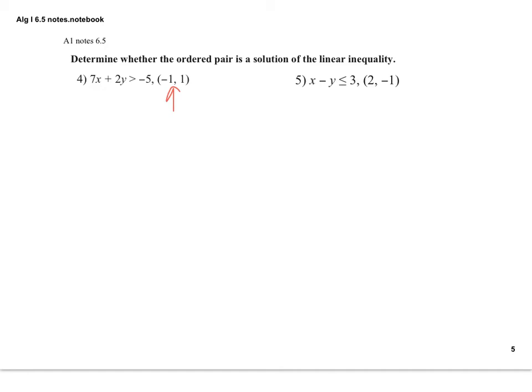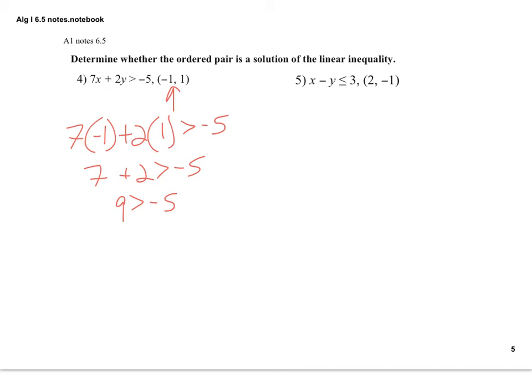All right, so I'm going to say 7 times negative 1 plus 2 times y, which is 1, is greater than negative 5. So this is going to be negative 7 plus 2 greater than negative 5. So we have negative 5 is greater than negative 5. Okay? So that works. This is a true statement. We can simply say, yes, it is a solution of the linear inequality. All right, so let's move on to number 5.